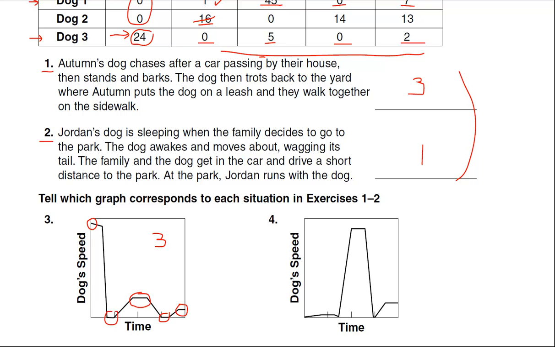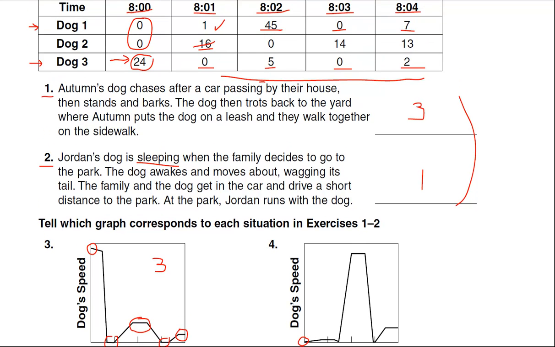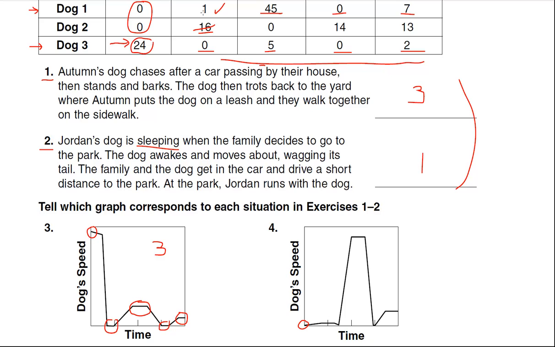For this one, Jordan's dog starts out by sleeping. So sleeping, not moving at all. Then, scroll up, hopefully you can see it both. A little hard. Goes 1 mile per hour. So going really slow, 1 mile per hour. Then goes 45 miles per hour, really fast. And then gets out of the car, goes 0, gets leashed up, and then they go for a jog. And that would be 7 miles per hour. So this would be dog number 1.